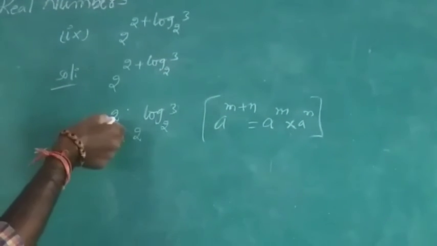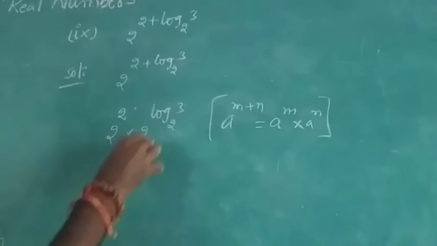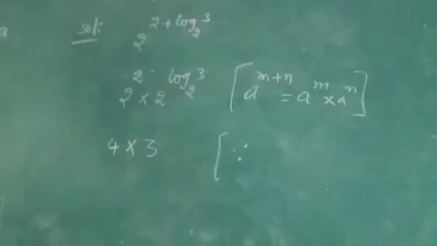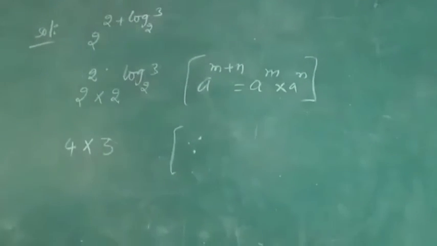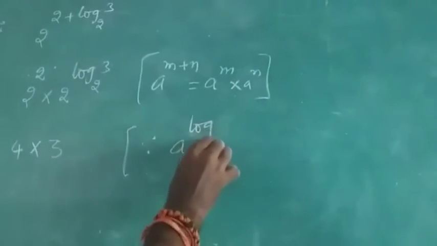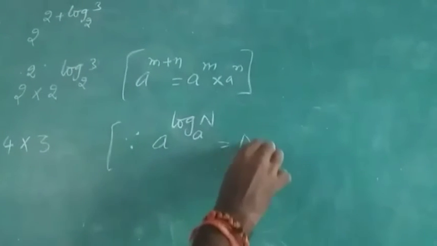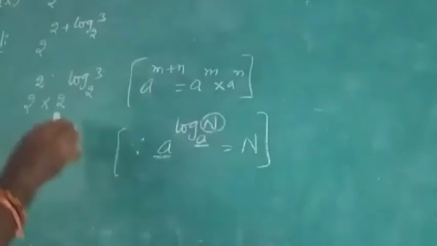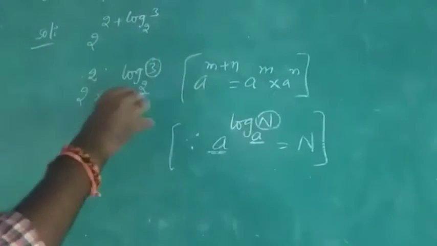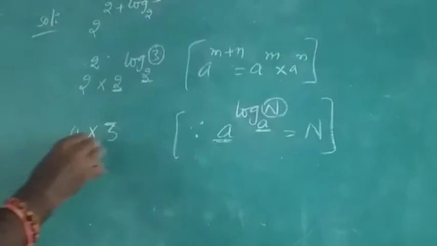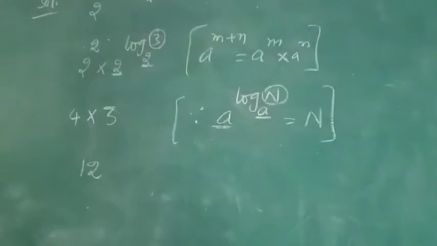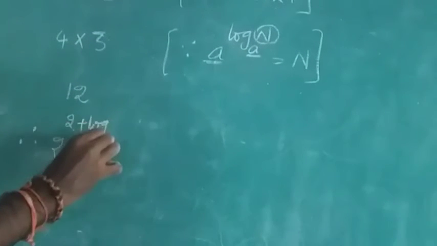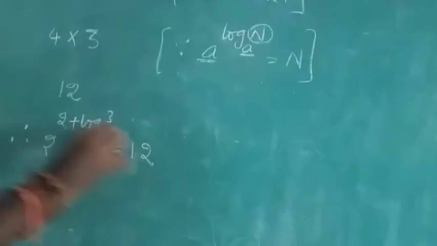So what is the value of 2 square? 2 to the power of 2 is 4. What is the value of this? 3. There is one formula I did not tell you. Now I am going to tell you that formula. What is that? a to the power of log base a to n is equal to n. Yeah, this base and log base are both the same, then that will be the answer. Here also observe it, 2 and 2. So this will be the answer of this. Right? 3. 4 3s are 12. Therefore 2 to the power of 2 plus log base 2 3 is equal to 12.